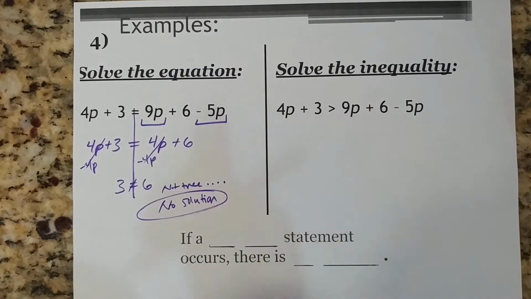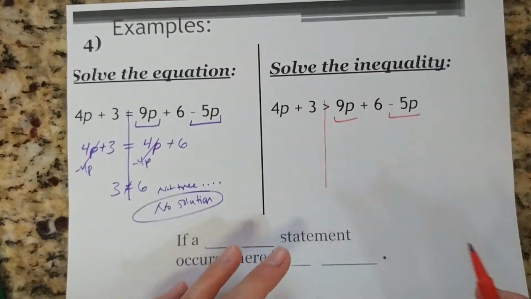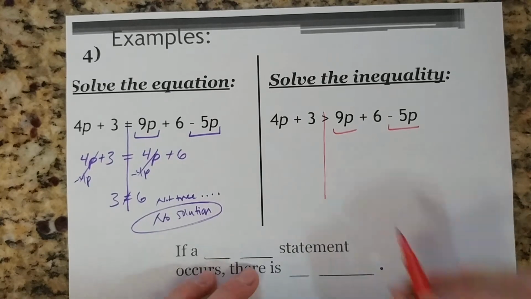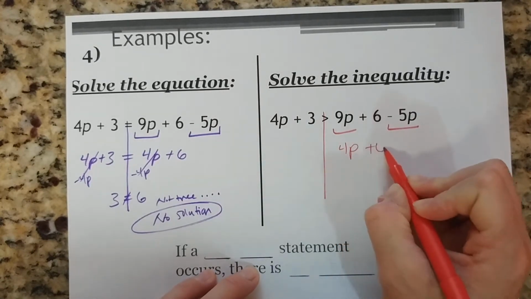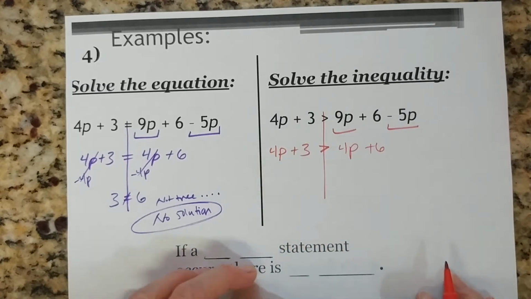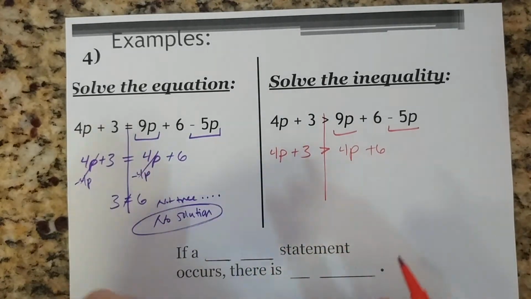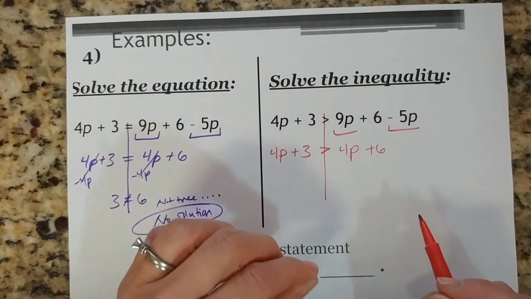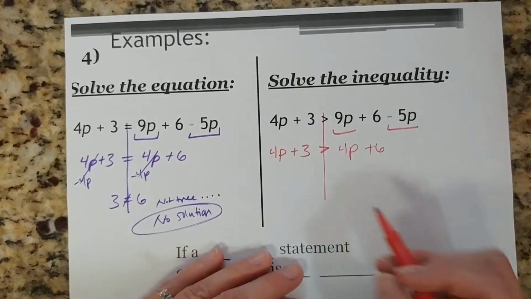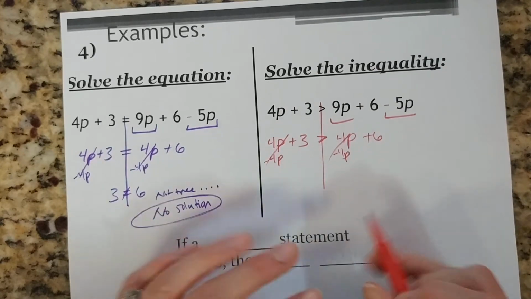Let's see what happens with the inequality. So start solving it again, combine like terms. I'm going to get 4p plus 6. Inequality symbol this time, you guys. Okay, so now I see again 4p. This is a special case, but we need to go a little further here. I'd suggest going one step further with the inequalities. It really is helpful. So minus the 4p and it cancels out.